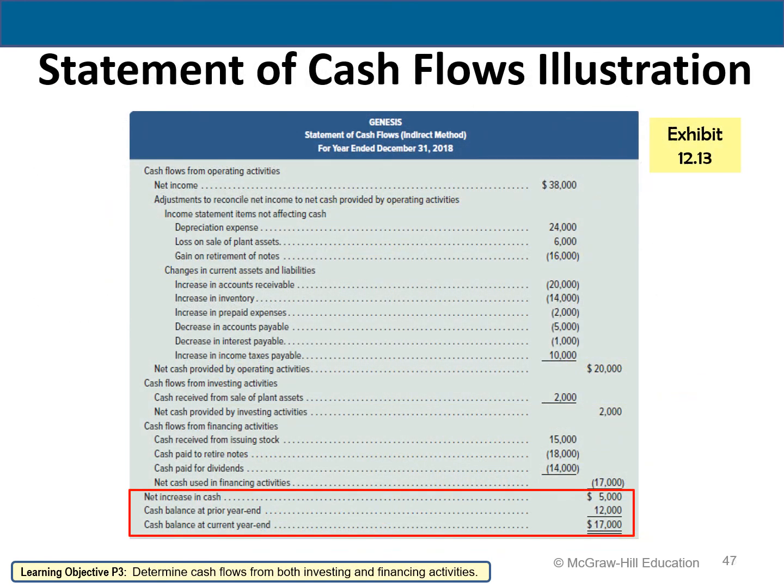All right, so the final step in prepping the statement is to report the beginning and ending cash balances that provide the net change. So you go to your balance sheet, you pick up your cash balance at the beginning of the year, or the prior year end, which is 12,000, and then you add to it your net increase or decrease, and you pick up your cash balance at the end. It should all net out.